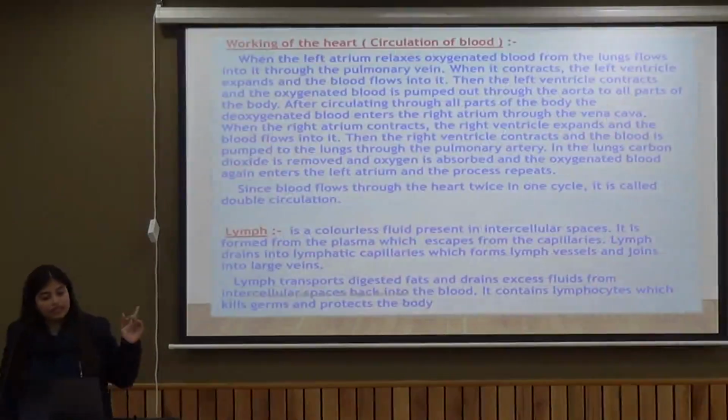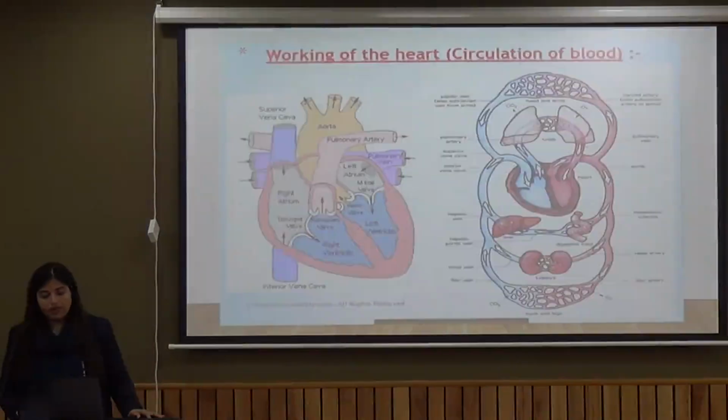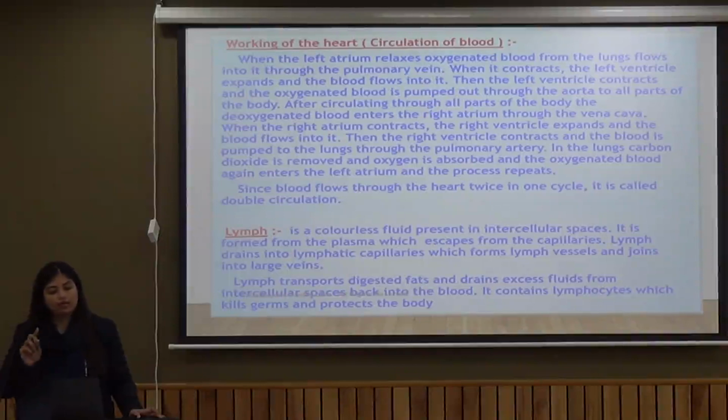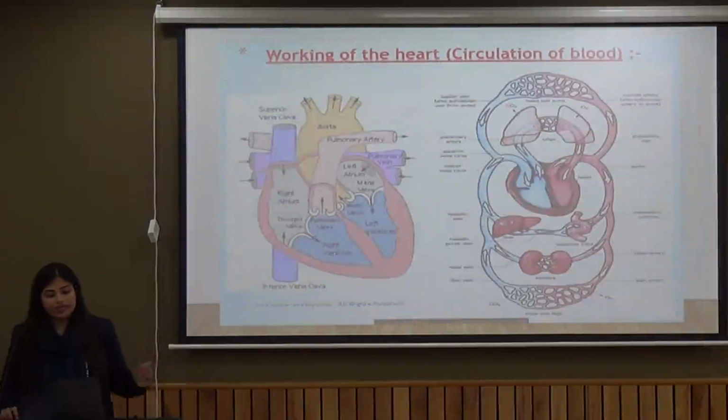So when the left atrium relaxes, oxygenated blood from the lung flows into it through the pulmonary vein. And when it contracts, the left ventricle expands and the blood flows into it. The left ventricle contracts and oxygenated blood is pumped out through the aorta to all parts of the body. After circulating through all the parts of the body, the deoxygenated blood enters the right atrium through the superior and the inferior vena cava.